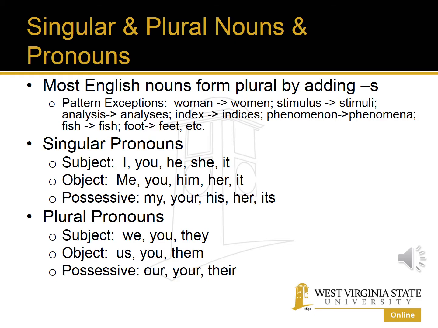When we talk about number in a subject, what we mean is whether the noun or the pronoun is singular or plural. As you know, most nouns in English make their plurals by adding s, but there are also many nouns that have irregular plurals in English. For example, the plural of woman is women, the plural of stimulus is stimuli, the plural of analysis is analyses, the plural of index is indices, although sometimes you will see indexes written. The plural of phenomenon is phenomena.